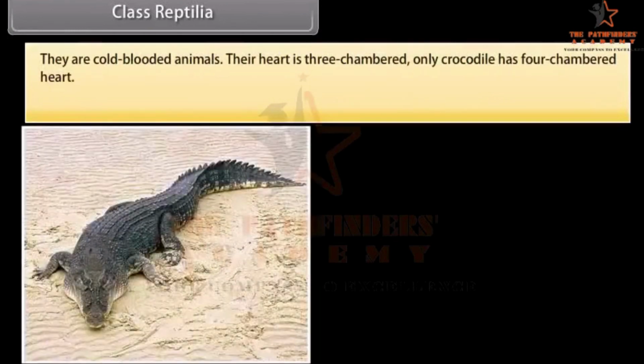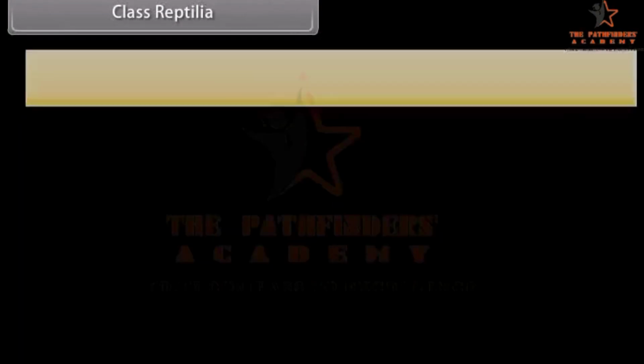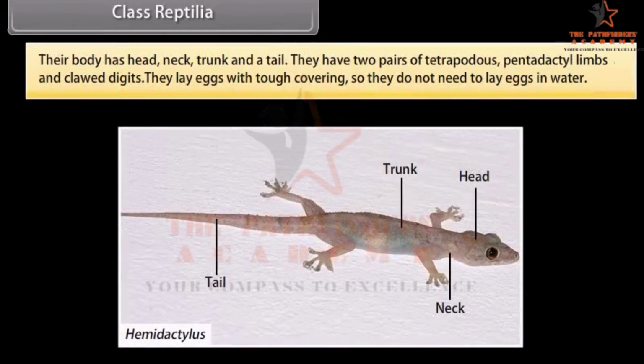They are cold-blooded animals. Their heart is three-chambered. Only the crocodile has a four-chambered heart. The respiration takes place through lungs. Their body has head, neck, trunk, and a tail. They have two pairs of tetrapod, pentadactyl limbs and clawed digits. They lay eggs with a tough covering, so they do not need to lay eggs in water.